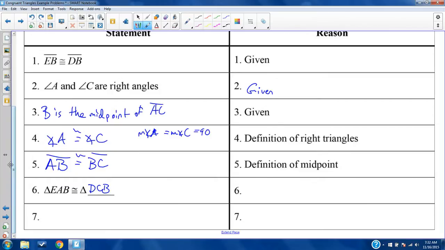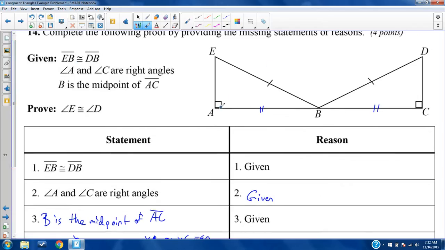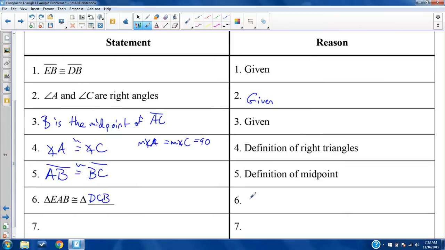What reason would that be? Looks like we've got angle, side, side working here. Angle, side, side. Well, we can't use that. But these are right triangles. That makes this a hypotenuse, and that makes this a leg, and this as well. We have hypotenuse, leg, congruent. This is enough information to say that this is HL. I'm just going to write HL.